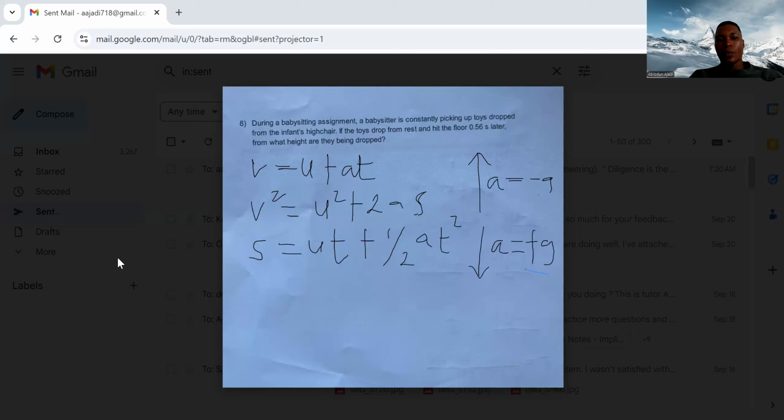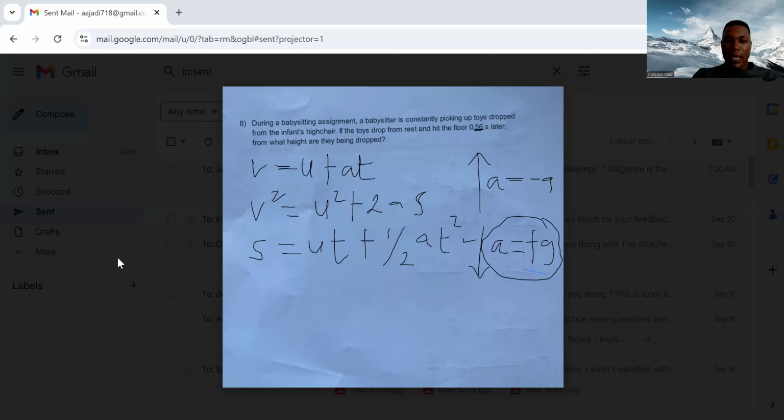In this question, we are given the time, which is 0.56 seconds, right? Then we are looking for the height. If you look at these three equations of motion that we have here, you will see that the only equation of motion that has what we are looking for and the parameters given is this last equation. And we are told that the toy is being dropped to hit the floor, meaning the toy is coming downward. So the fact that the toy is coming downward shows that the acceleration of the body is going to be equal to positive of g.